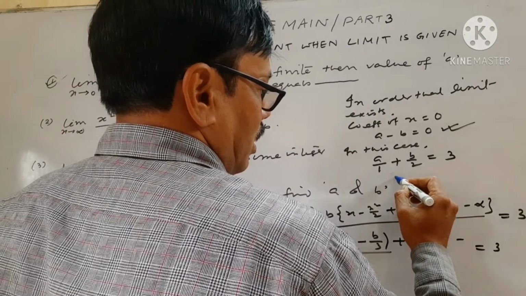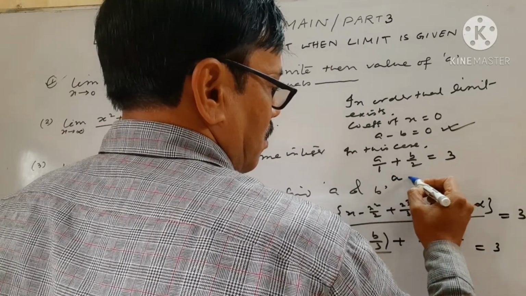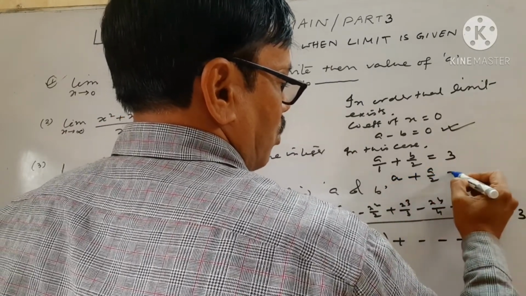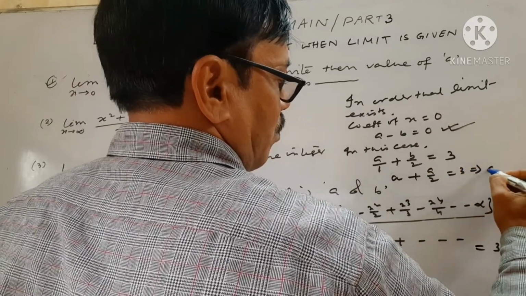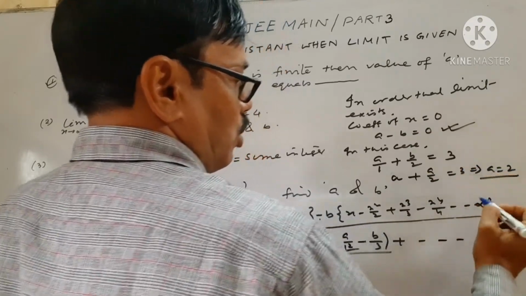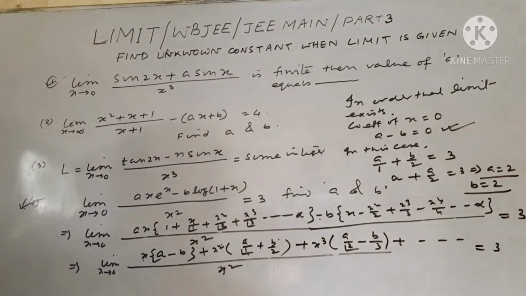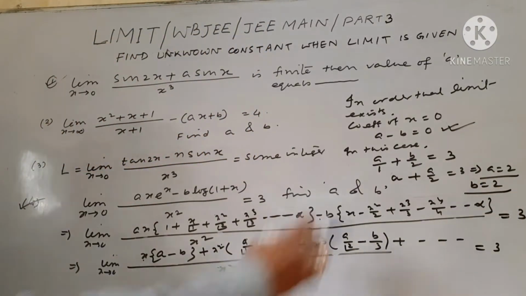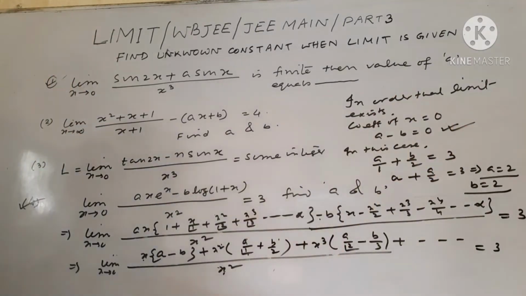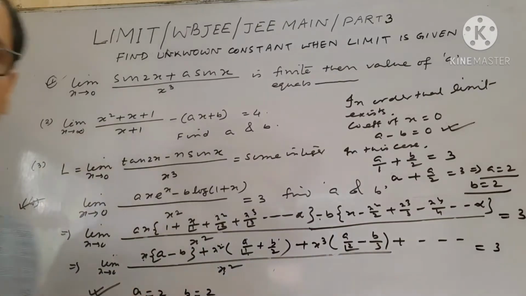So a plus a by 2 equals 3. This implies a equals 2. So if a equals 2, then b is also 2, because a equals b. So what are a and b? a equals 2, b equals 2. This is our final answer.